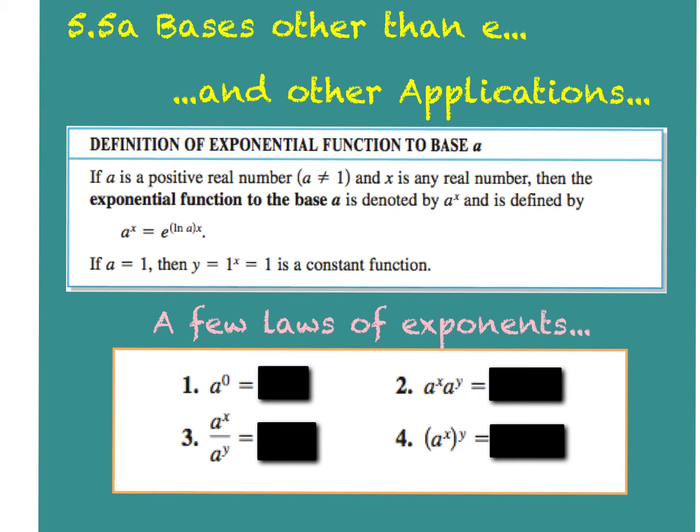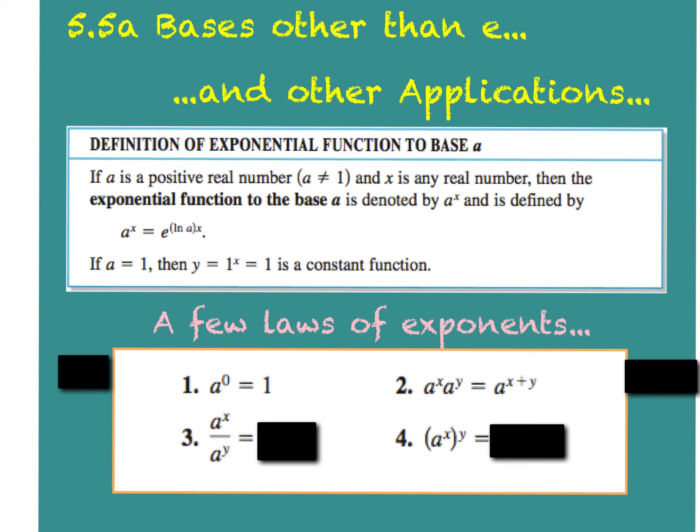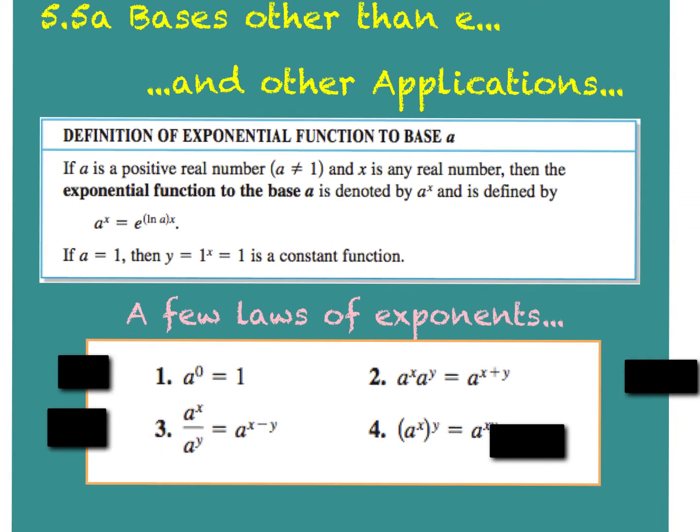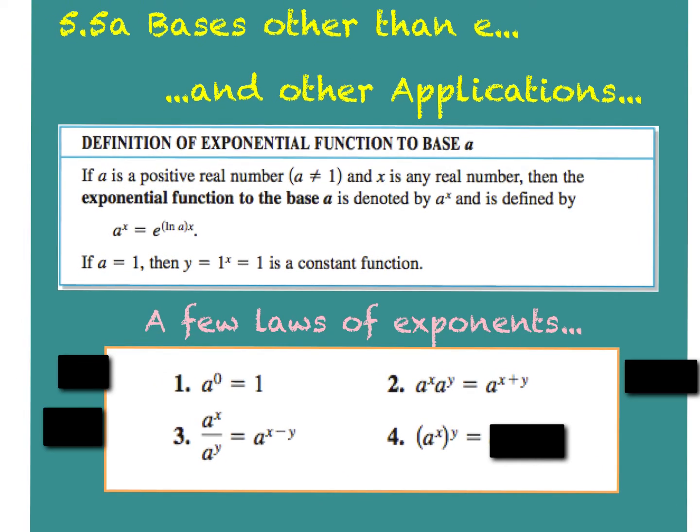All right, so a to the power of 0. Anything to the power of 0 is 1. If I have exponents and I have multiplication going on, what happens to those exponents? They're adding. If I have division with the same bases, what happens to those exponents? They subtract. If I have a power to a power, what happens to those powers? They multiply. So those things we still need to be aware of.